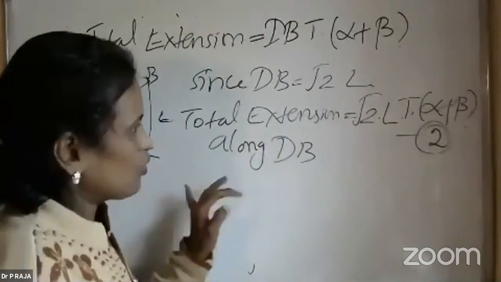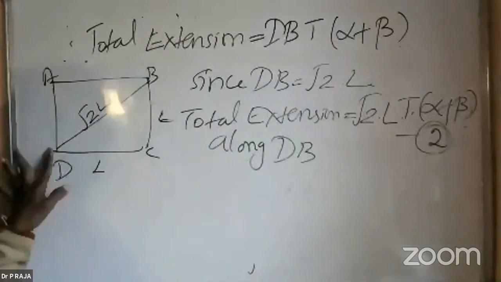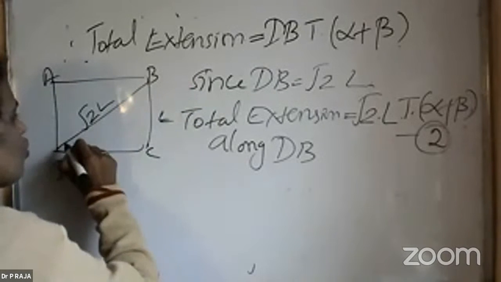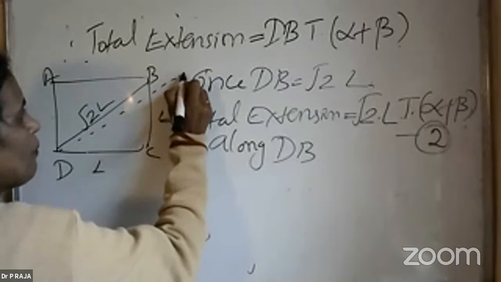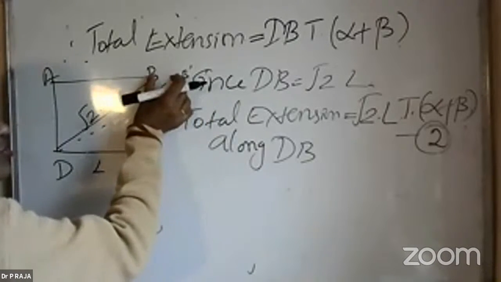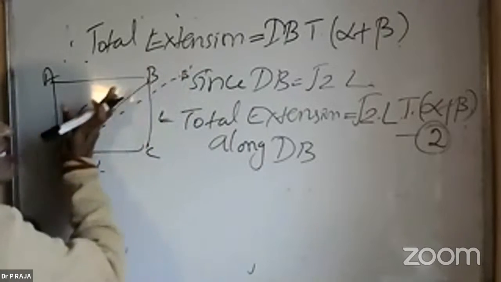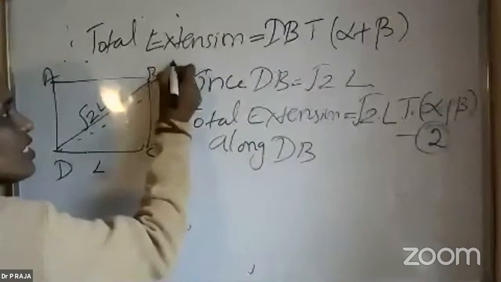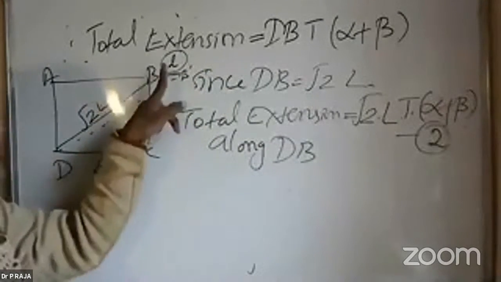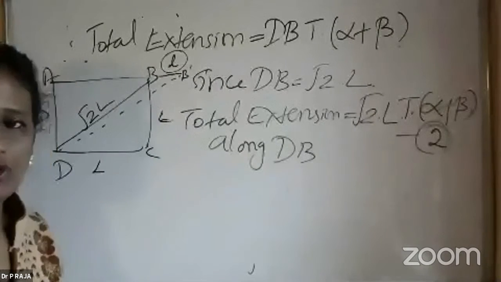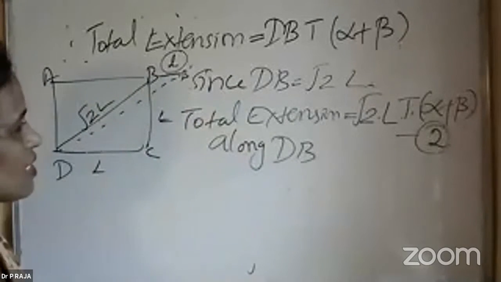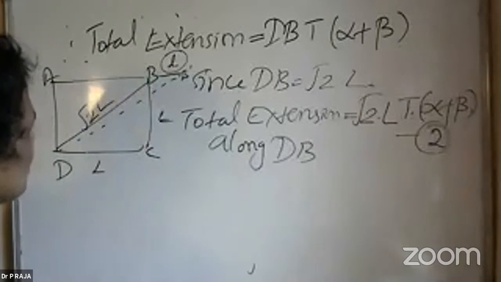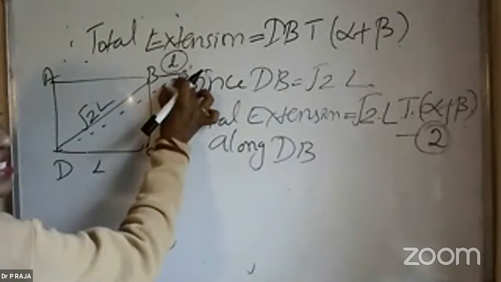Now this extension dB has ultimately resulted in B going to B dash. So this is the length. This extension has increased the length from B to B dash as L. So we need to find what is L. How to find the length to which it has extended? We need to find the extra length it has extended, isn't it?